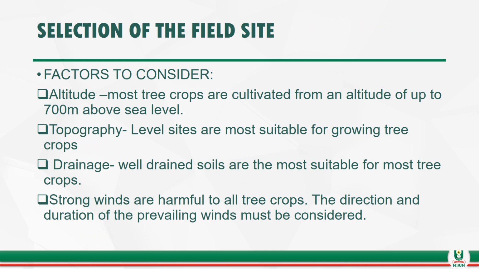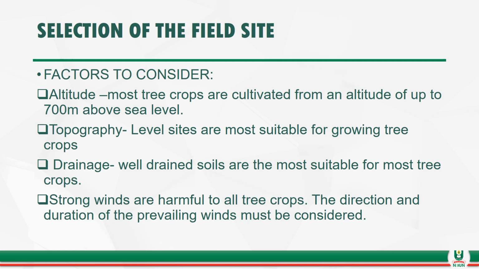Selection of the field site. There are so many factors we have to consider as we select our permanent field site. One, we have to look at the altitude. Most tree crops are cultivated from an altitude up to 700 meters above sea level. Topography, level sites are most suitable for growing tree crops.